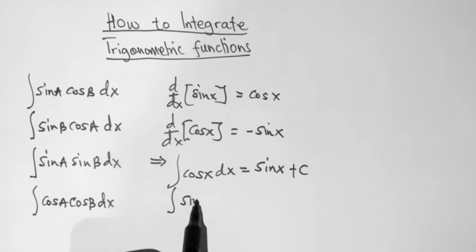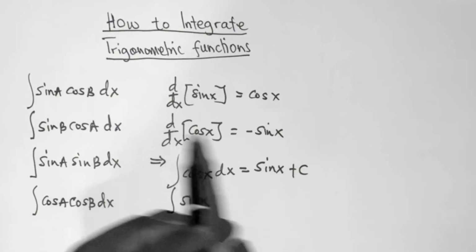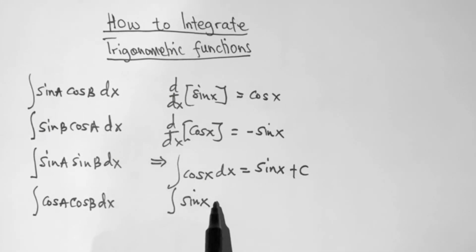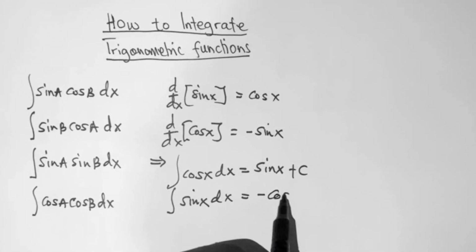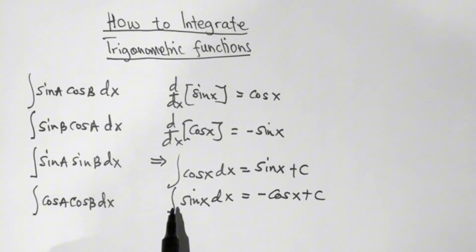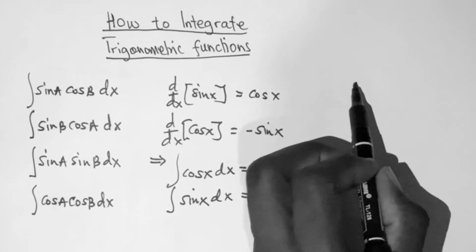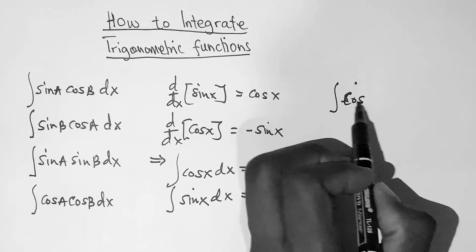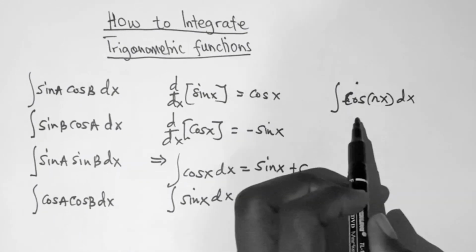And if we integrate sine x, you see that there is a negative sign here. So in order to remove the negative sign, we need to multiply this one too by negative. So the integral of sine x dx is equal to minus cos x plus c. Now, what if instead of cos x, it was of the form integral of cos nx dx? How will you integrate this?